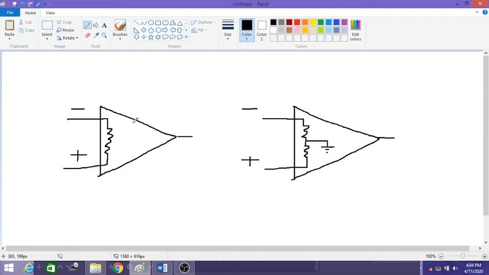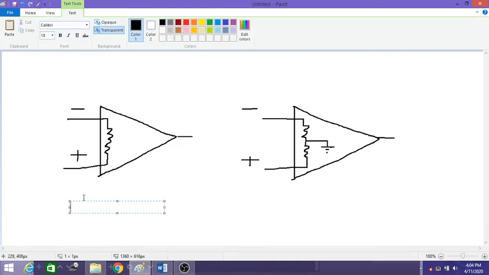The differential input impedance is the total resistance between the two terminals. If you measure the total resistance between the two terminals, that is the inverting and non-inverting terminal, we call it the differential input impedance. And if you are measuring the resistance with respect to an individual terminal and making the other terminal ground, then we call it the common mode input impedance.